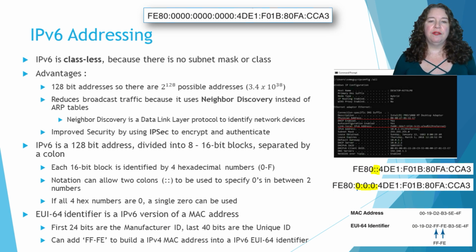It reduces broadcast traffic because it uses what we call neighbor discovery instead of ARP tables. Neighbor discovery is in the data link layer, and it's used to identify different network addresses. Because every computer gets their own network address, we don't have to go through address resolution to check things. When you do address resolution, you ping them, they respond, you ping back, they respond, then we make sure we know each other. Neighbor discovery avoids all of that conversation. So it reduces traffic on the network, which makes your network cleaner. The more computers you have using IPv4, the more your ARP tables are being used, the more communication, the more traffic on your network.